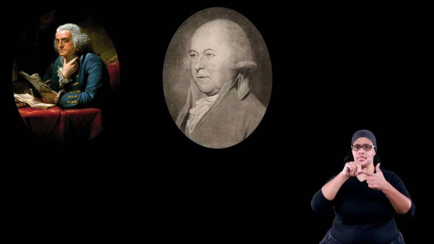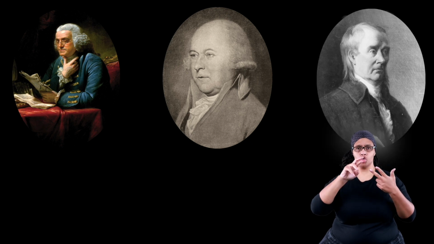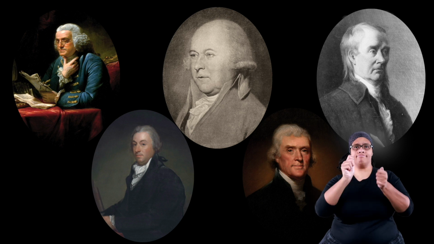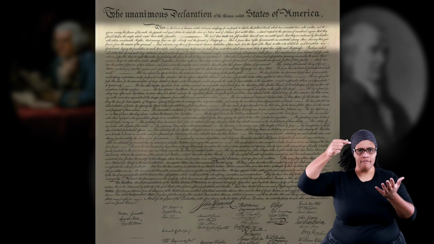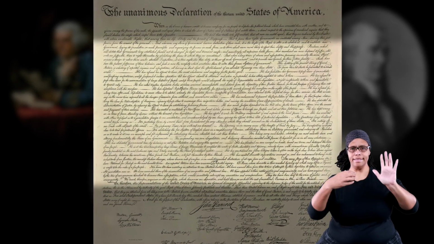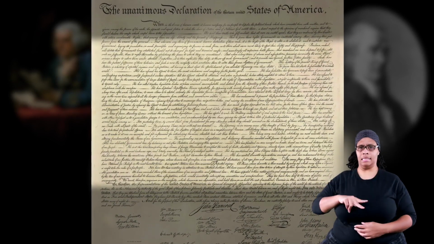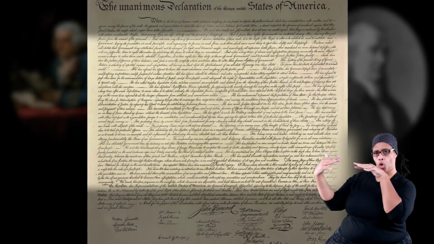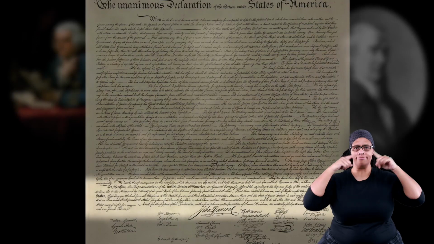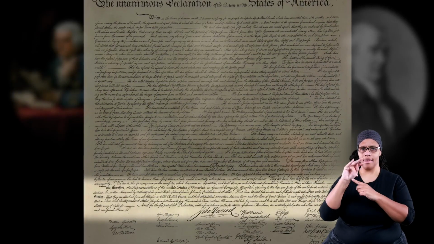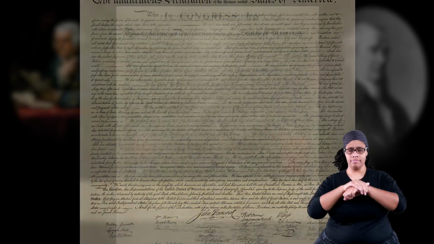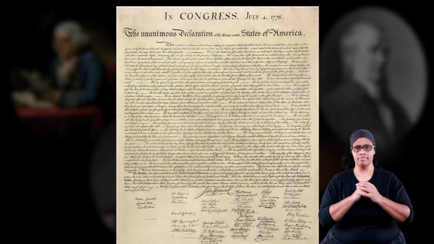The committee, which included Benjamin Franklin, John Adams, Roger Sherman, Robert Livingston, and Thomas Jefferson, drafted a document which explained the purpose of the government, listed complaints and grievances against the king and the rule of Great Britain, proclaimed a declaration of war against the oppressors, and announced the intent of the American colonies to separate from control of the king and rule of Great Britain: a declaration of independence.